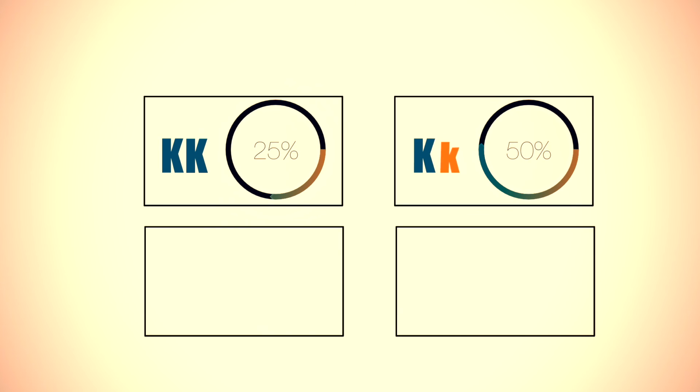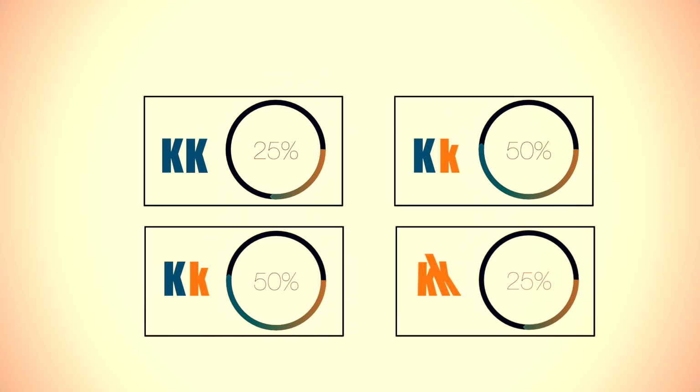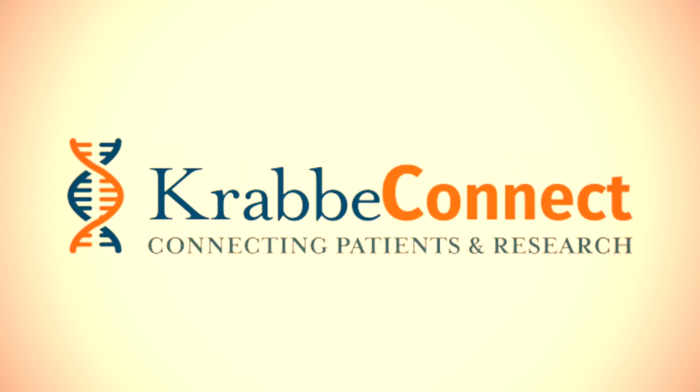A 50% chance that the child is born with 1 normal gene and 1 abnormal gene, as seen in box 2 and 3. The child would be a carrier without disease. A 25% chance that the child is born with 2 abnormal genes, as seen in box 4. The child would have Krabbe disease.